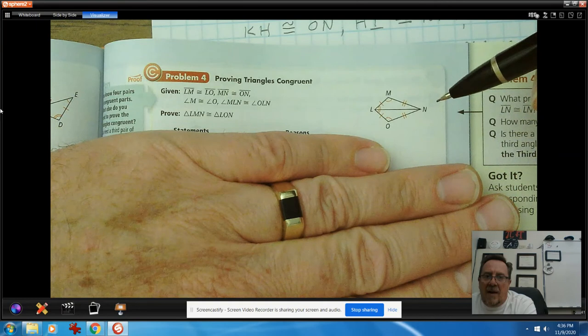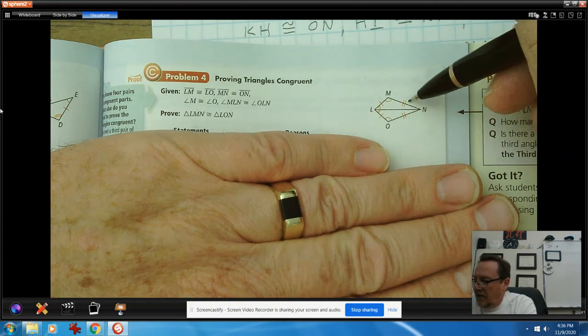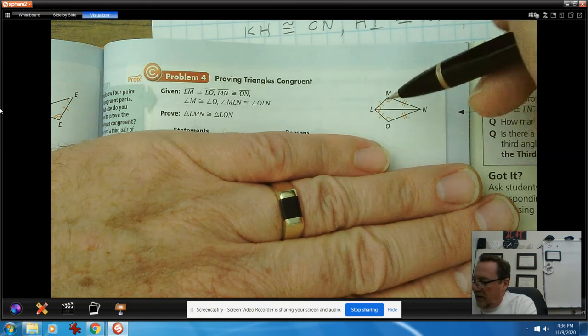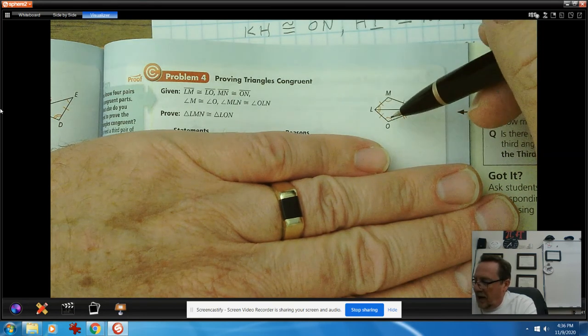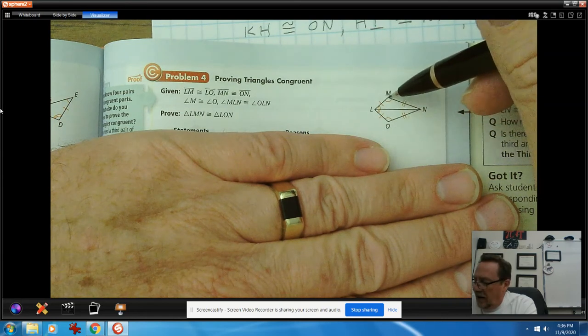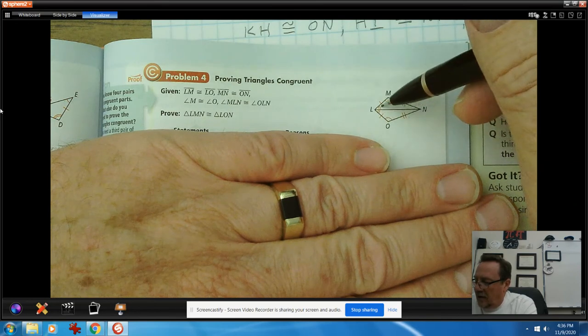And then they say MN is congruent to ON. So these corresponding sides are also matched up. And then it goes by and says, well, you know what? Angle M and angle O are congruent to each other. And angle MLN is congruent to OLN. So these two angles are congruent.